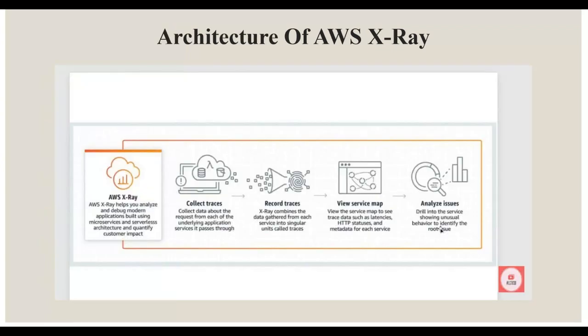So the next is the architecture of AWS X-Ray. Architecture means how it works and what steps are involved. First, AWS X-Ray collects the traces, records those traces, lets you view the service map, and analyze the issues. So let's see one by one.